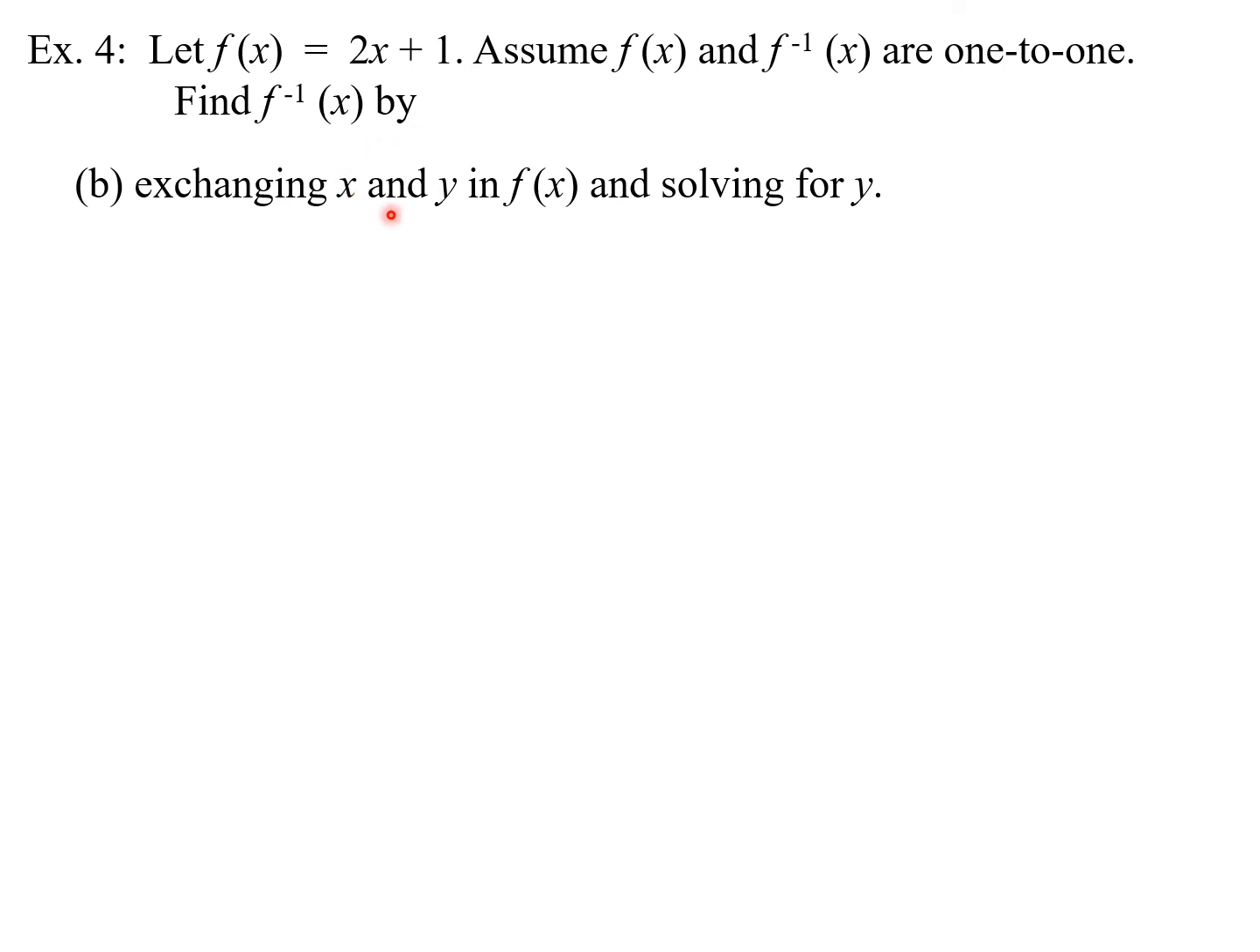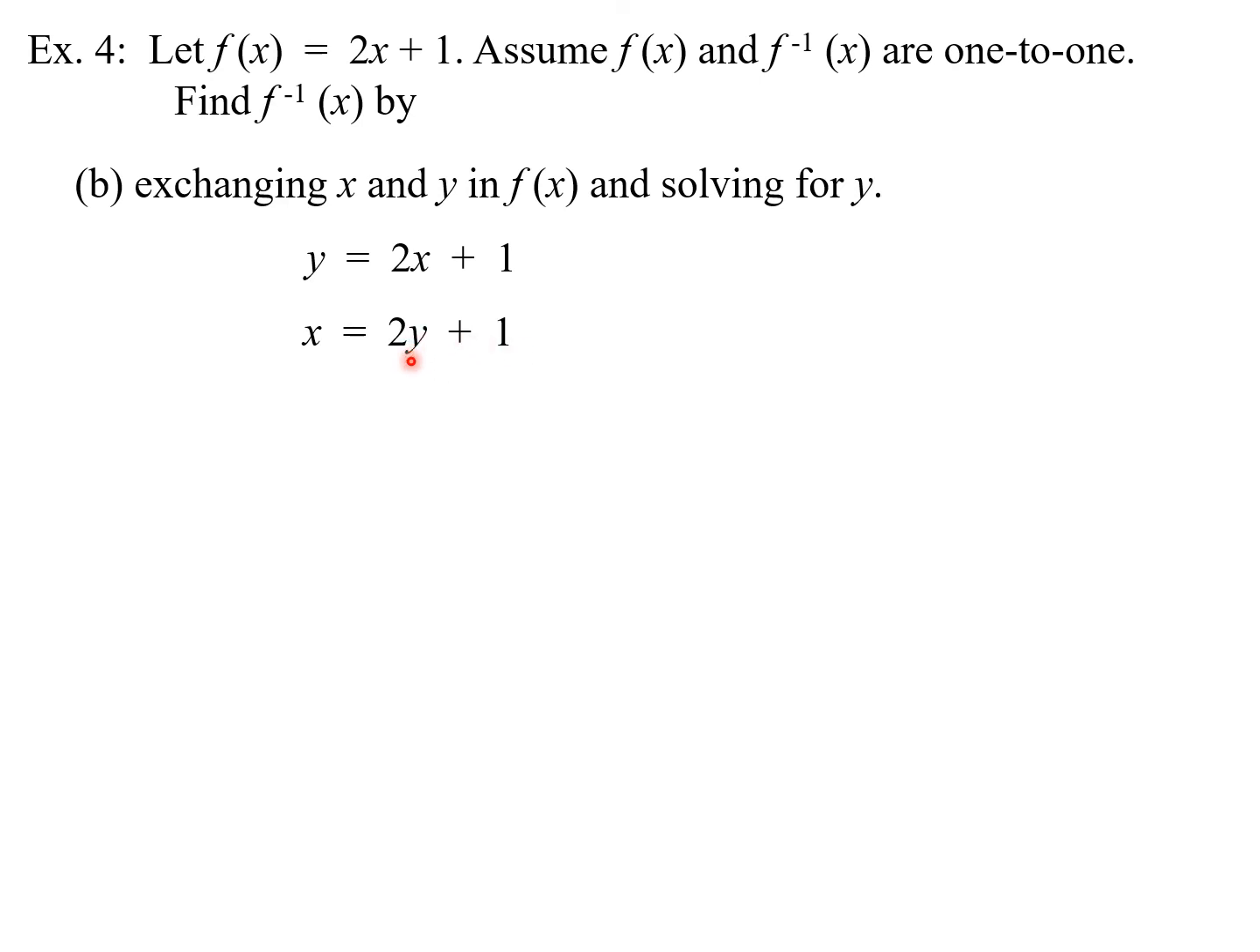Now let's find the inverse by exchanging x and y in the original equation and solving for y. First thing we do is substitute y in for f of x, and now we want to solve this for y, which is a little bit easier than our last examples. Oh, sorry, I missed a step. We have to exchange the x's and the y's.